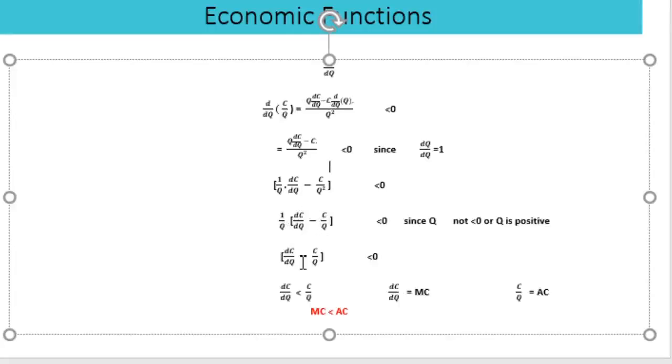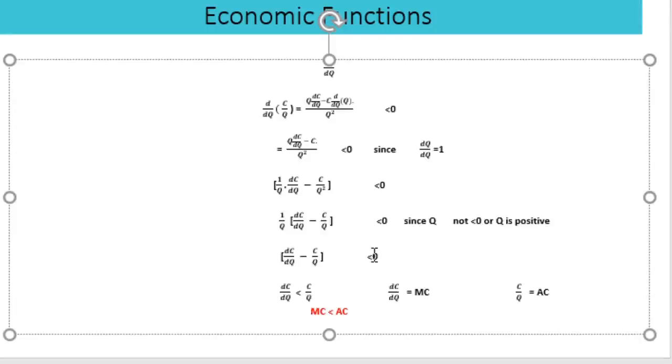That is, dC by dQ minus C by Q is less than 0, since this is the quantity or the output. Output can never be negative, less than 0. It is a positive quantity. Therefore, it is assumed that this term is less than 0. That is, dC by dQ minus C by Q less than 0. Or we can say dC by dQ less than C by Q.